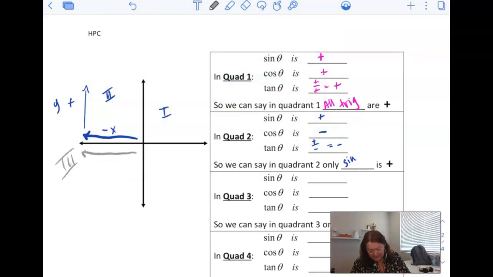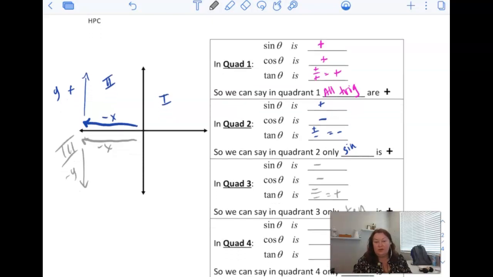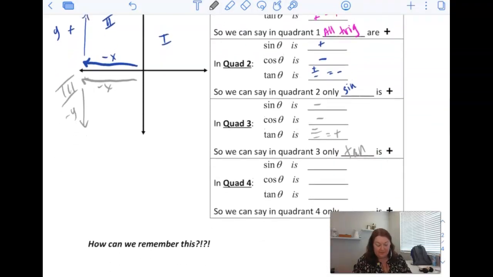So in quadrant 3, we said this was a negative x, so that means cosine is negative. And now we have a negative y, so sine is negative, and when you do tangent, negative over negative, hey, that turns positive. So now tangent is the only one of the main 3 that is positive in quadrant 3. And our last one, quadrant 4, if I'm going in the x direction, that's positive, so that is cosine. If I'm going in the y direction, that is negative, that is sine, and if you put those over each other, you get negative. So the only thing positive in this one is cosine.